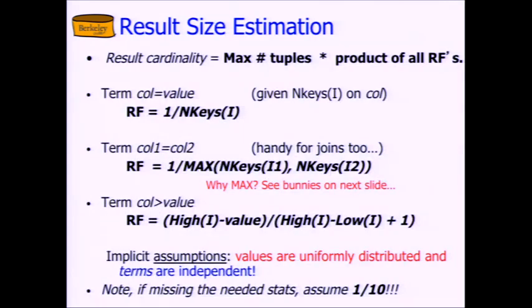Okay, so that's the weird one. Column 1 equals column 2. I never found it intuitive, but it is true with all those independence assumptions being made. Now, if you have column greater than value, you need to think about somewhat bigger ranges.